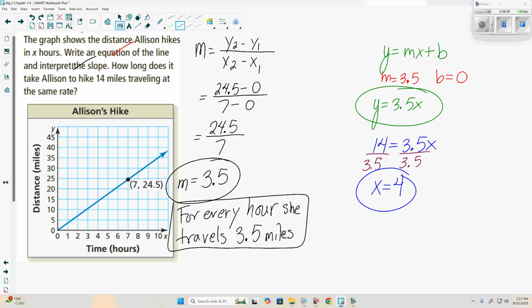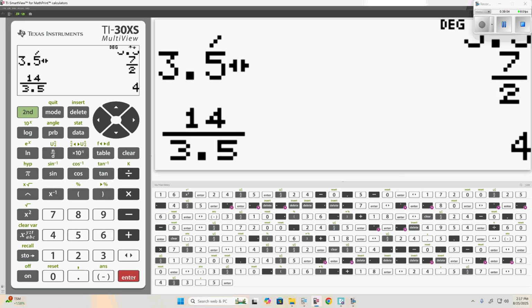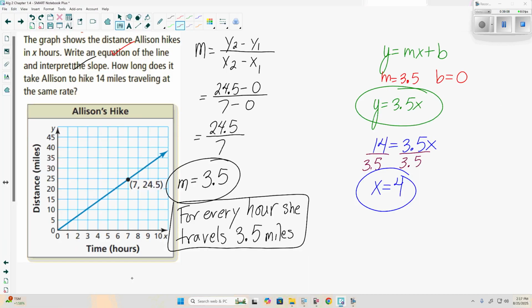There's 2 reasons I got to that already. 1, I've done this one already. And 2, because we said a minute ago that for every hour she travels 3.5 miles, yes? We also showed that for every 2 hours she travels how far? 7. 7 plus 7 is 14. So our 2 plus 2 has to be 4. 14 divided by 3.5 is 4.